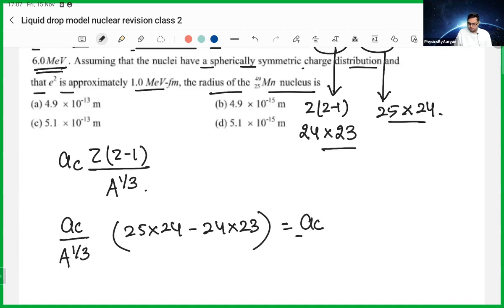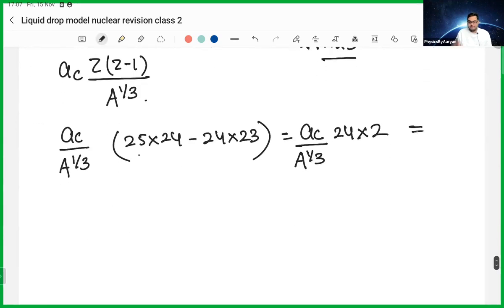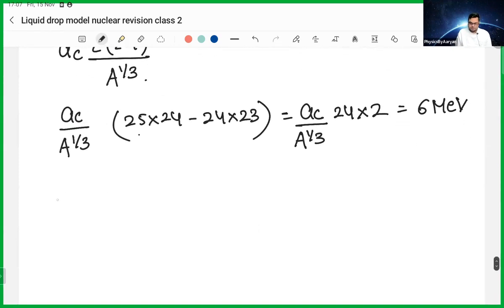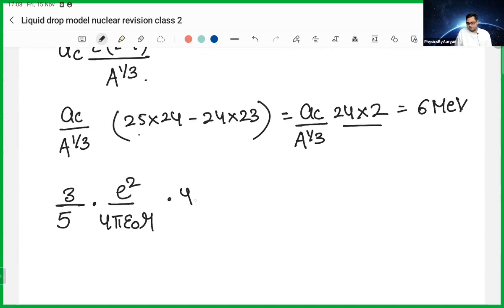Very smartly, what I can do is 24 I can take common, and then what I am left with is 25 minus 23, which is 2. Okay, and this difference is given to you. This difference is 6 MeV. You know what is A_C, A Coulomb, right? 3/5 by 1 by 4 pi epsilon naught, e square by R, right? And यहाँ से आपका क्या आ रहा है 48, and यहाँ से आपका क्या आ रहा है 6 MeV.